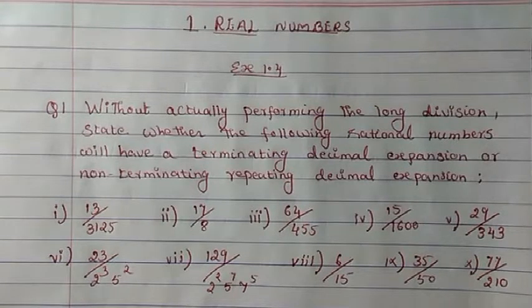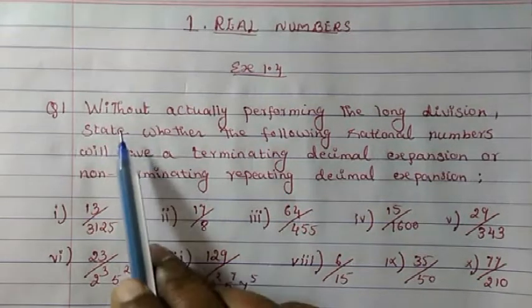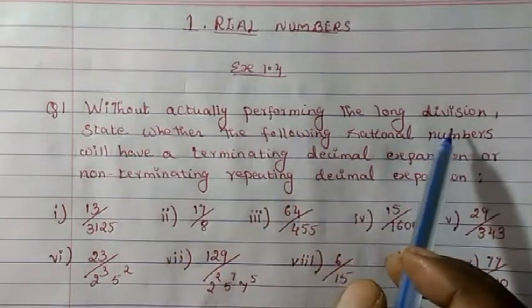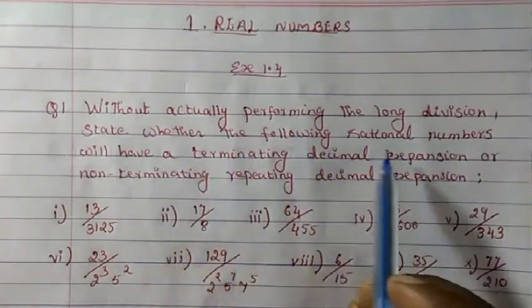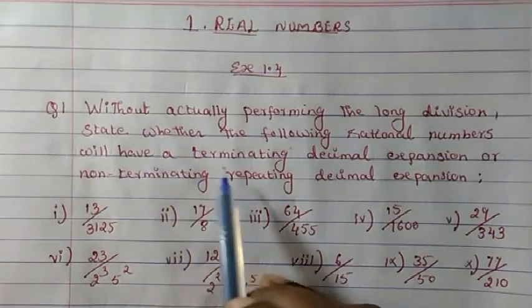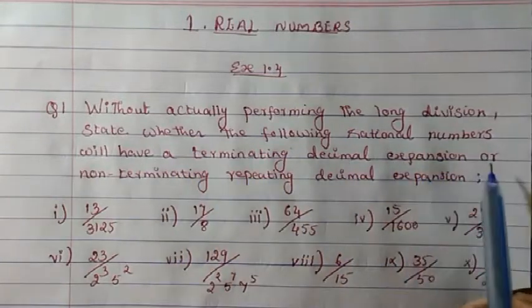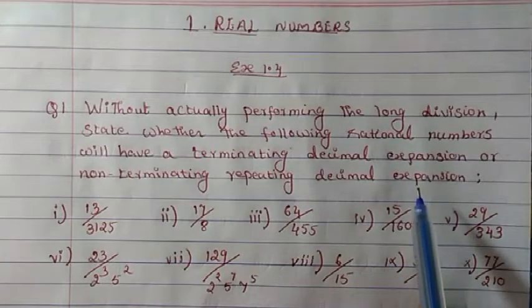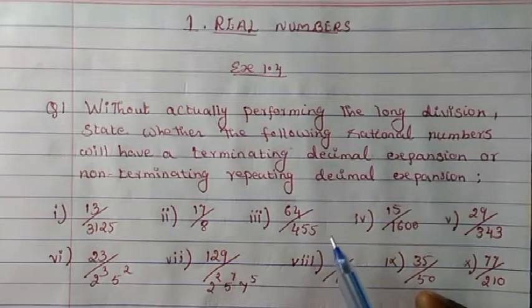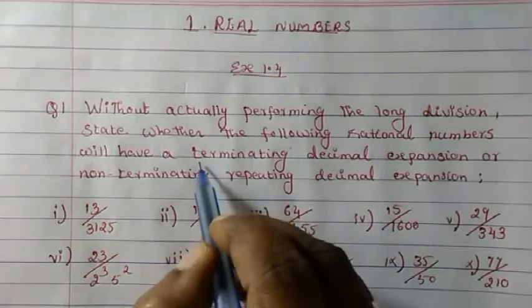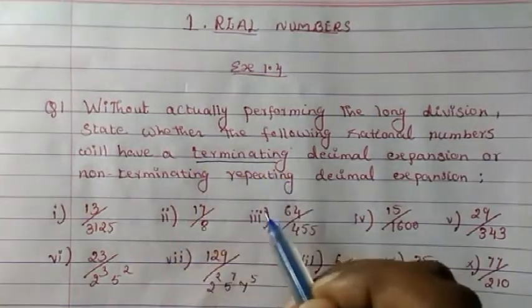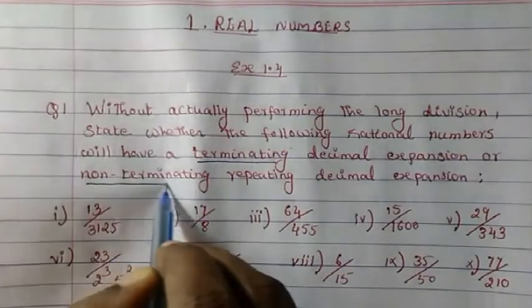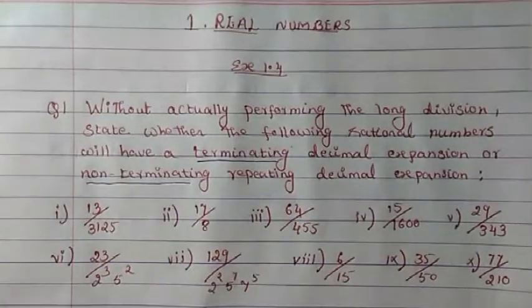Welcome to 10th Maths NCERT Chapter 1 Real Numbers. Today we will study from exercise 1.4 question 1. Without actually performing the long division, state whether the following rational numbers will have a terminating decimal expansion or non-terminating repeating decimal expansion. Now, before entering into the sums, let us understand what is called terminating decimal expansion and non-terminating decimal expansion. So, let's see.